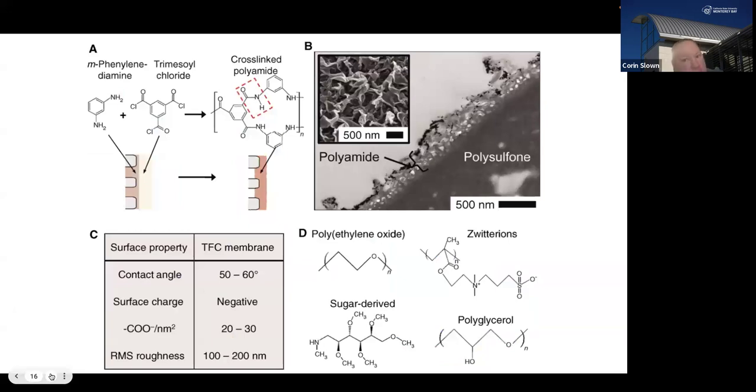So you might be wondering, well, what kind of semi-permeable membranes do this work? So this is some really interesting chemistry. The diphenylene diamine and trimethyl chloride form a cross-linked polyamide, and it's this polyamide and other forms like polyethylene oxide or zwitterions or sugar-derived or polyglycerols that have different surface properties that then impact how easily they move water through and keep the ions behind.